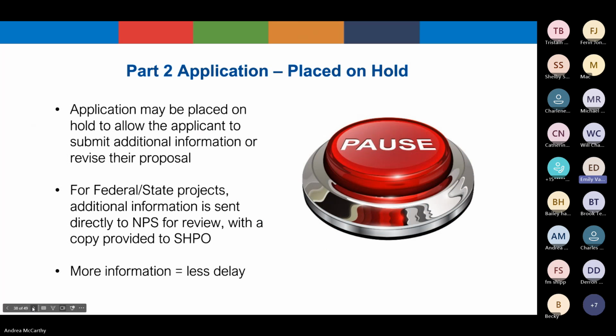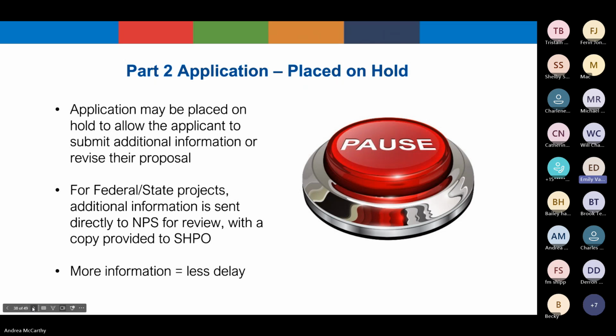If there are major issues, however, it is more likely that the project will be placed on hold. This will allow you to revise the design, if possible, before receiving an official denial. Part 2 applications can also be placed on hold if the reviewer needs additional information to determine whether the proposal will meet the standards. In the event of a hold, the requested information or revisions are sent directly to the National Park Service, federal projects.